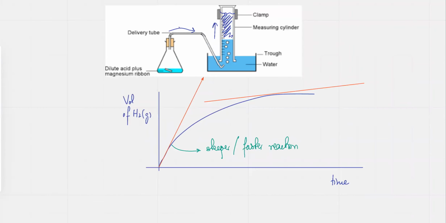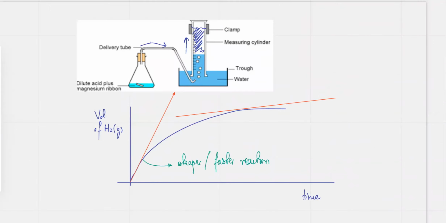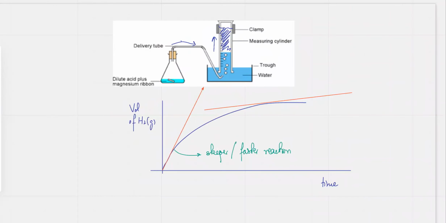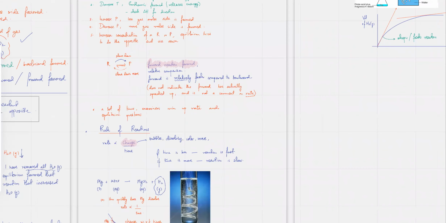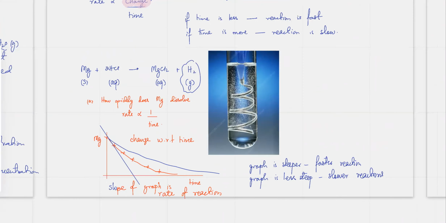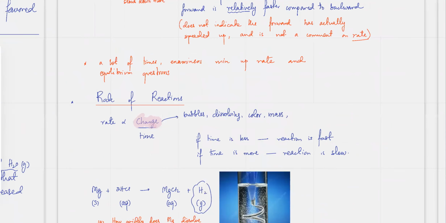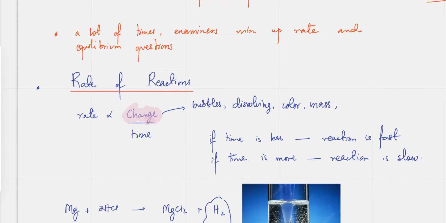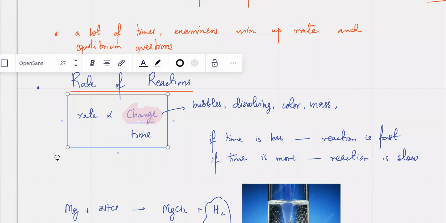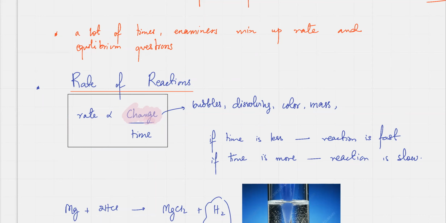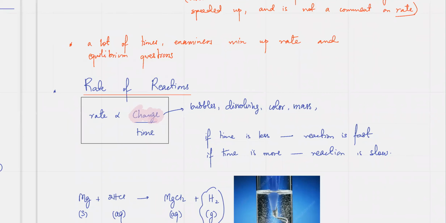So what other change could be plotted with respect to time? We can do lots of other things when we study rate of reaction, but at the end of the day, it's any change with respect to time. Where did our formula go? This one. So at the end of the day, it's any change with respect to time that's plotted for a reaction that would give you an idea about how fast the reaction is. Is this clear? Yes.